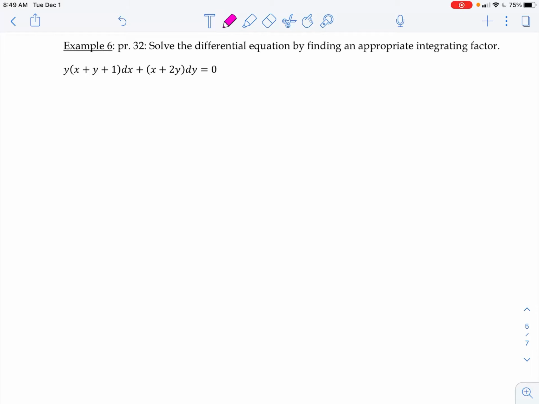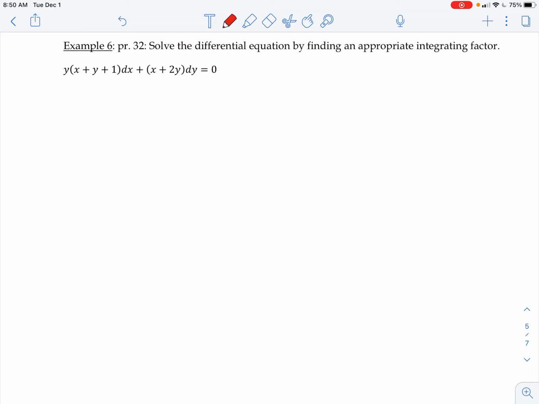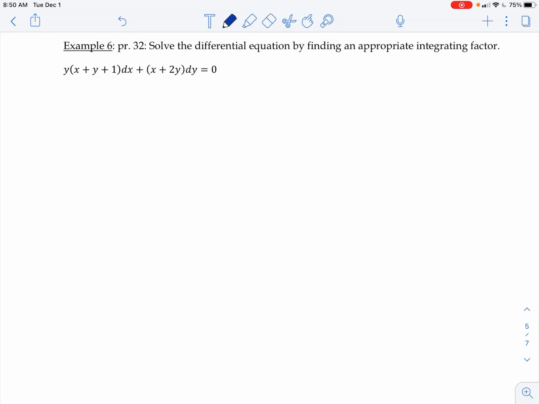All right, let's go ahead and solve the differential equation by finding an appropriate integrating factor. So let's start with the first one. I'm going to first distribute that y inside. So (xy + y² + y) dx + (x + 2y) dy = 0, where this is my M and that is my N.